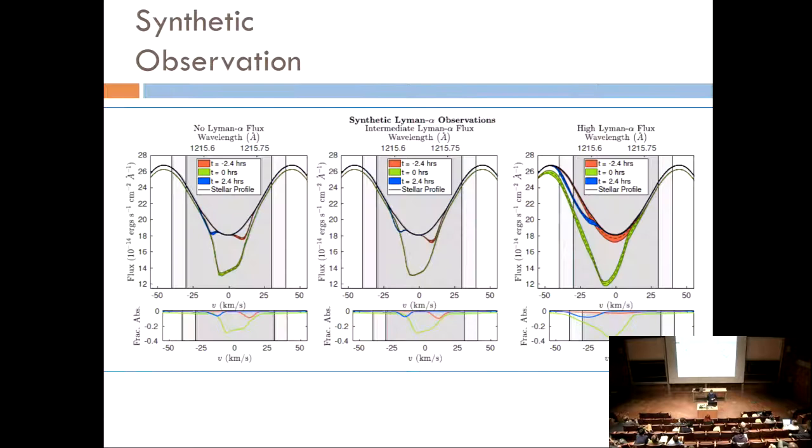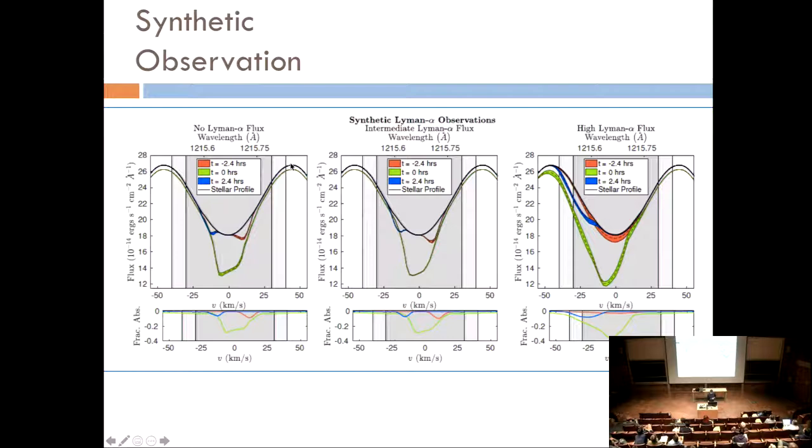All right, if we look at the synthetic observations from this for the three cases, no Lyman alpha flux, which is also the same thing as the low case, intermediate and high, this is again velocity. The black line is the stellar case undisturbed, or the stellar case with no material.